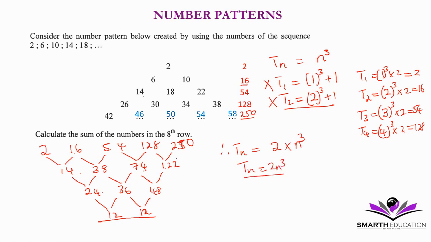And then the question said, find the sum of the numbers in the 8th row. So what is T8 now? T8 for this sum is going to be 2 times 8 cubed, which is equal to 1024.